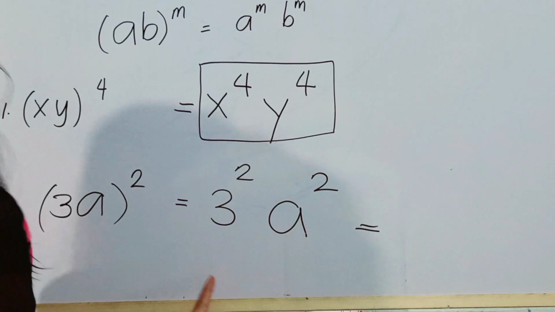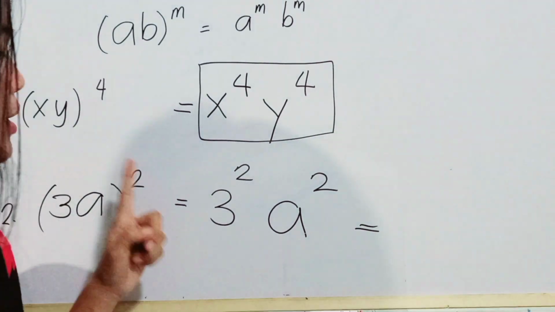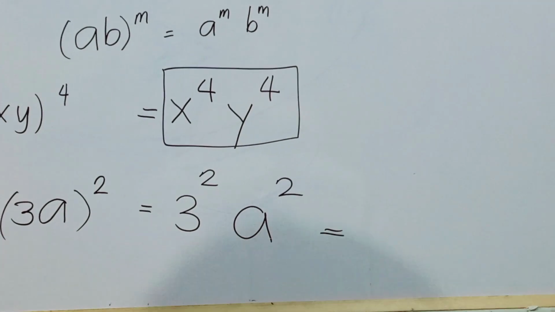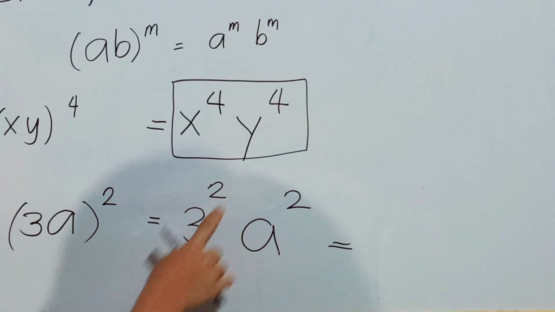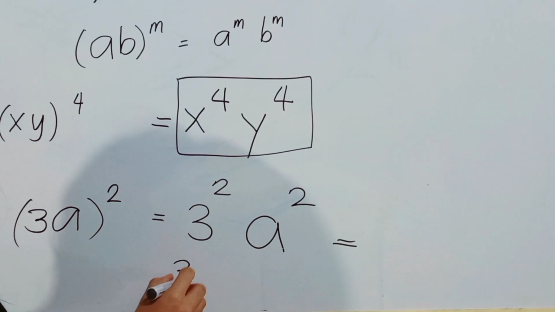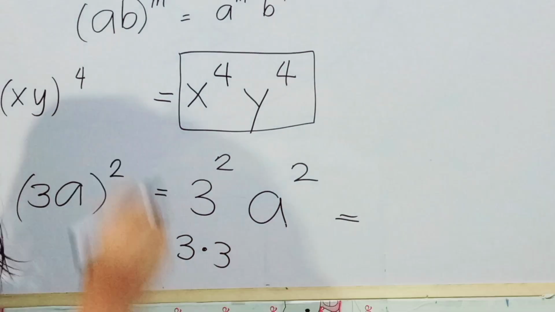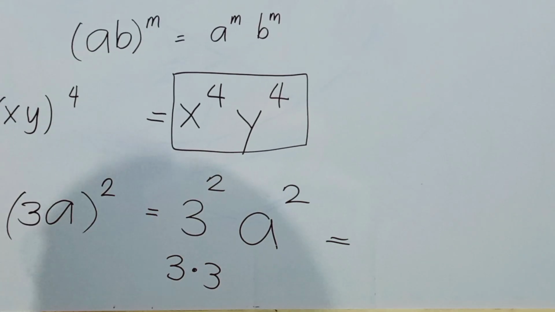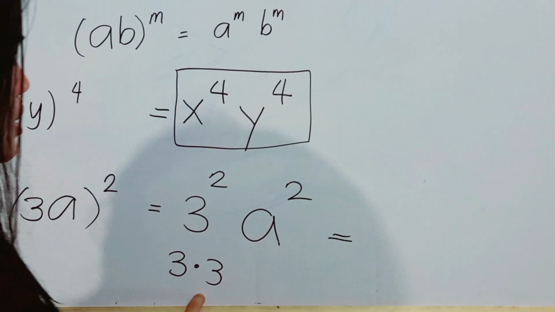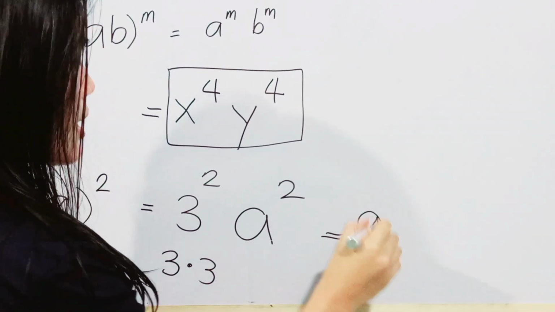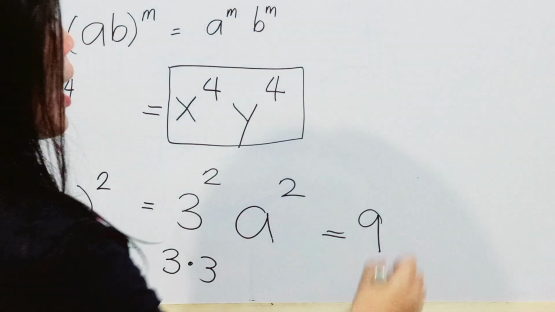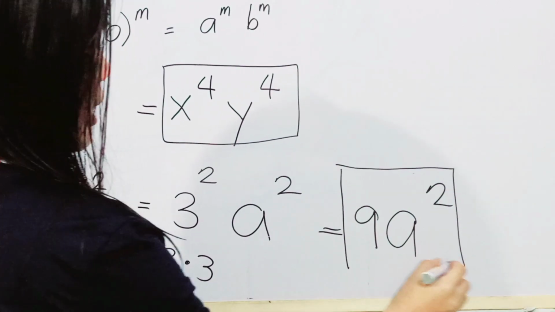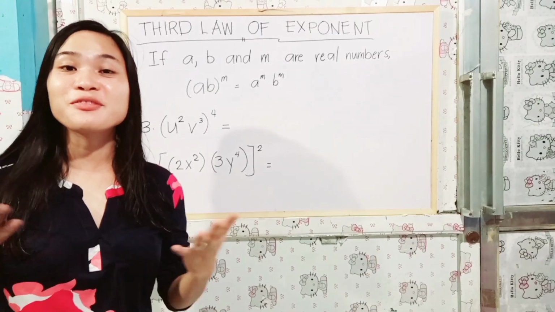This is not yet our final answer because we need to simplify 3 squared, or 3 raised to the power of 2. It means 3 times 3, so you multiply it by itself twice. 3 times 3 is equal to 9. And then copy a squared. So our final answer is 9a squared.